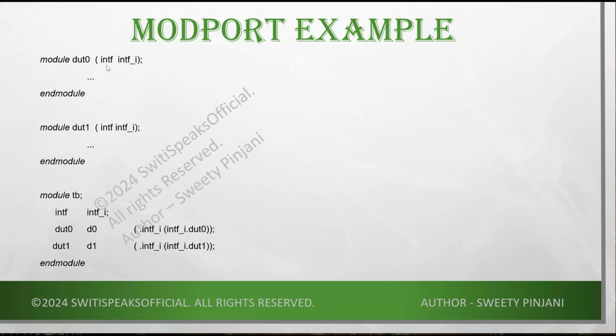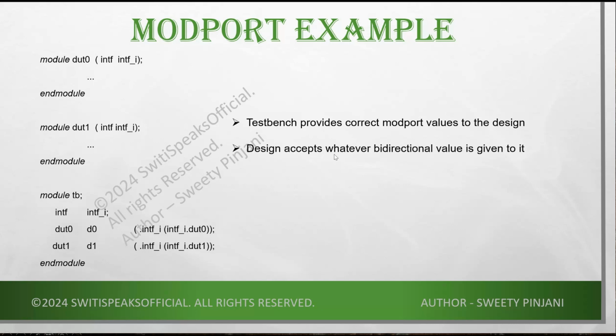In the previous example we saw that inside the DUT declaration itself we are connecting. Here inside the test bench we are connecting. This is also a possible way. And here what we are doing, the test bench is providing the correct modport values to the design. Here if you see, the correct instance is provided in the test bench, not in the design. Earlier we were passing the correct object with the correct modport in the design. Now we are specifying that in the test bench. Both are correct ways. And here the design will accept whatever bidirectional value is given to it.